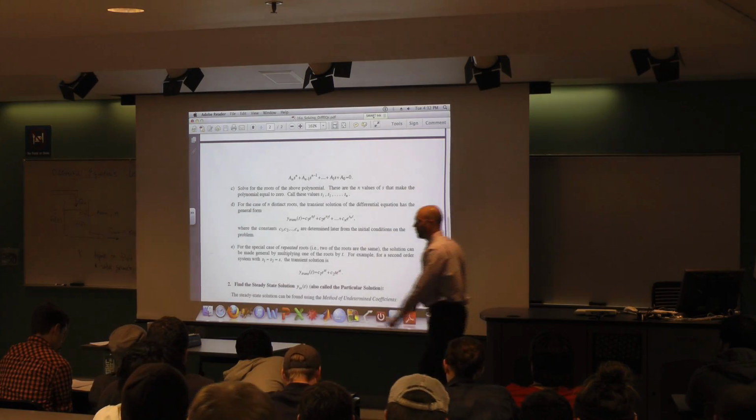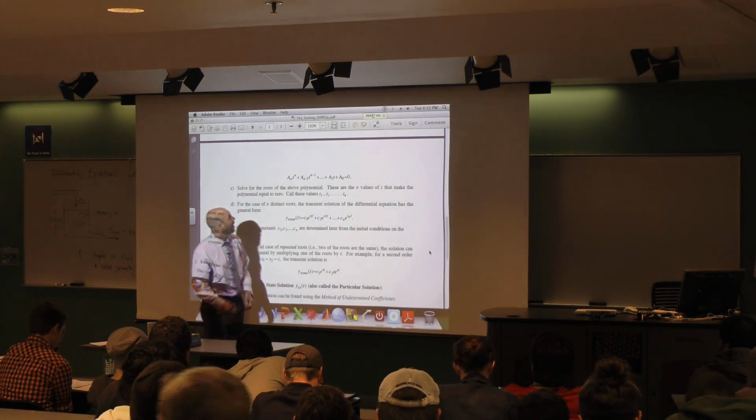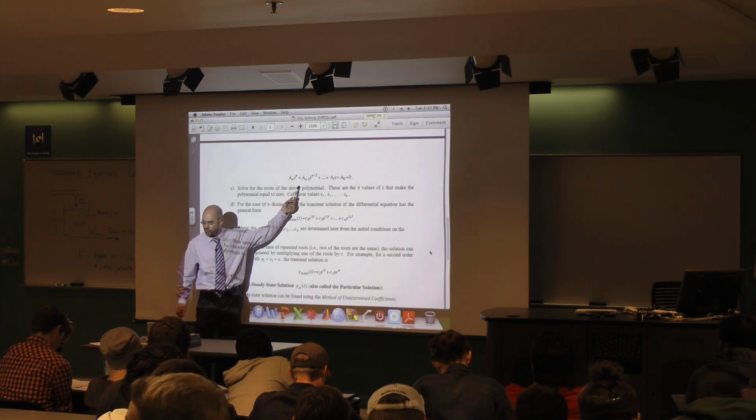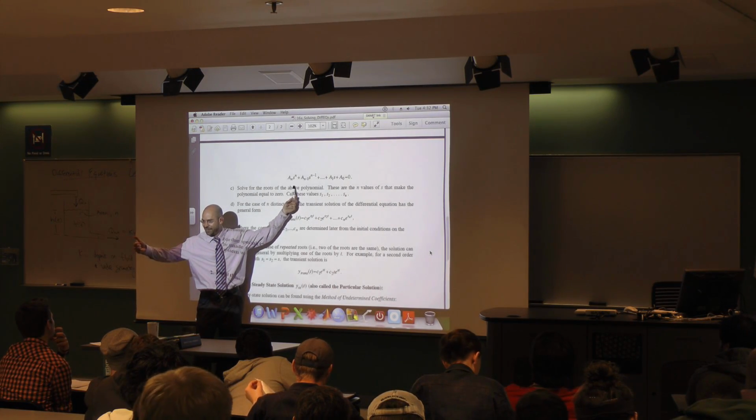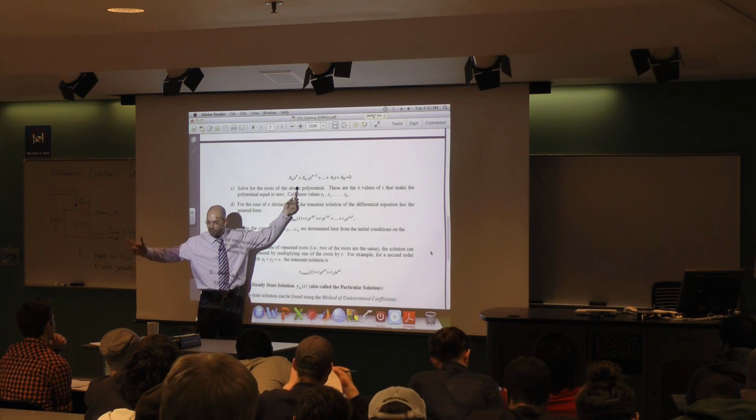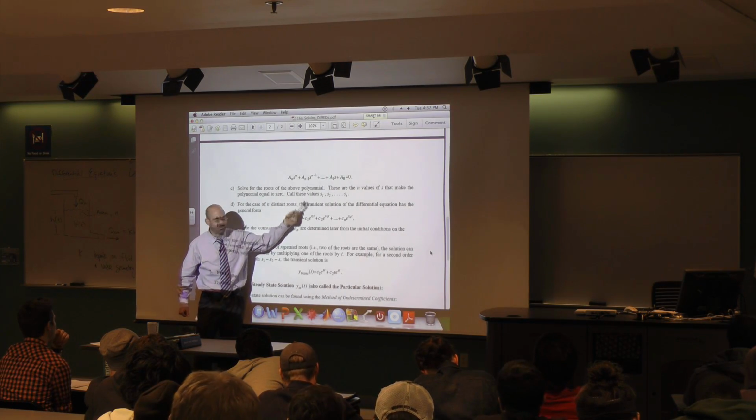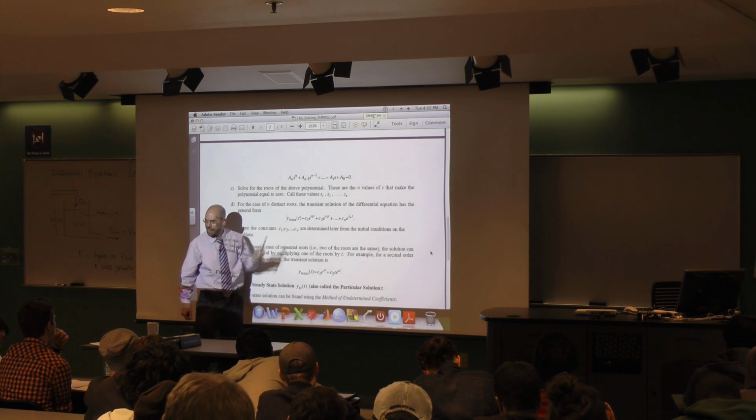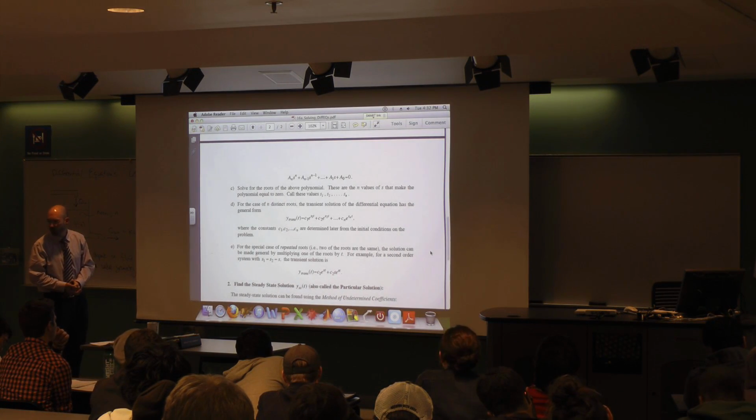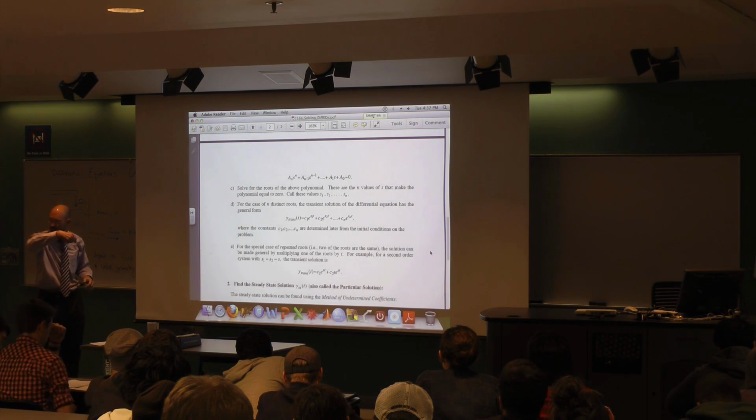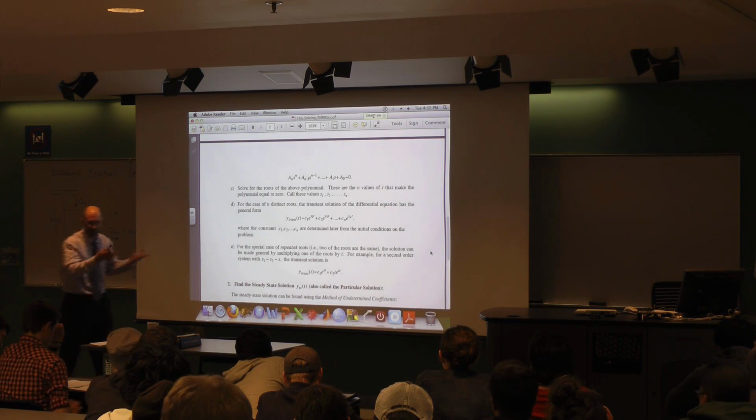So I started with a differential equation, but now I got an algebraic equation. I might need to factor, right? I might need to do the quadratic formula, whatever it is. I got to use some algebra to find the s values that make this work. If it's a first order equation, I'm only going to have one s. There's a first derivative term, the s will come down. That's it. I solve for s.